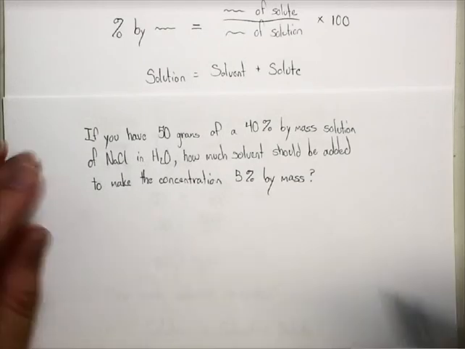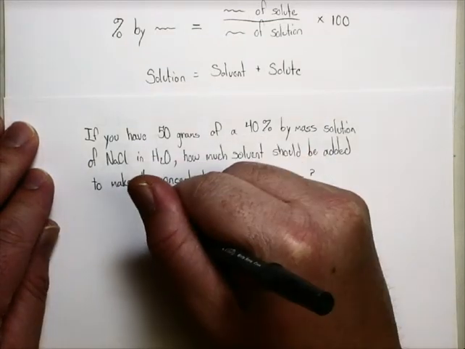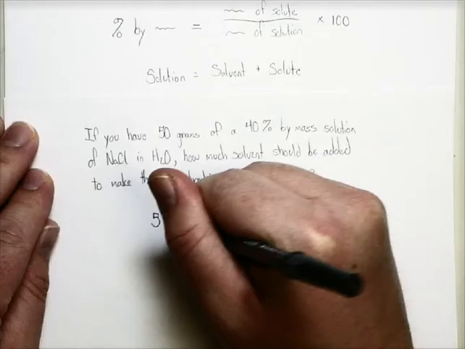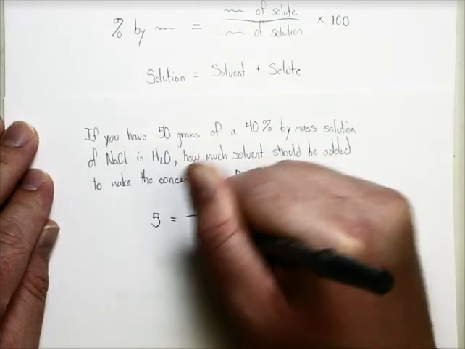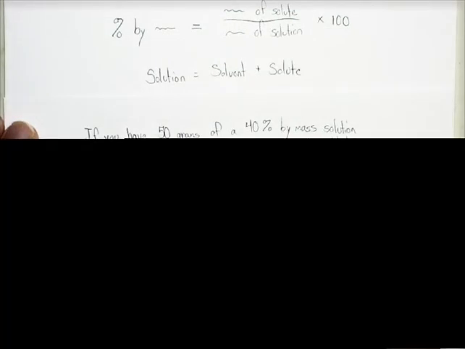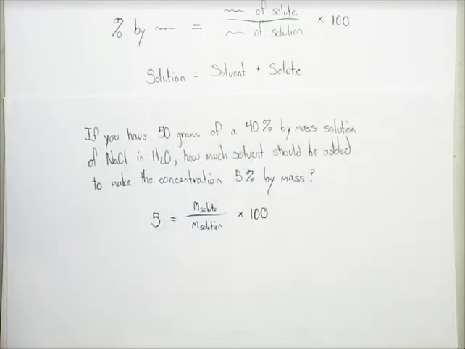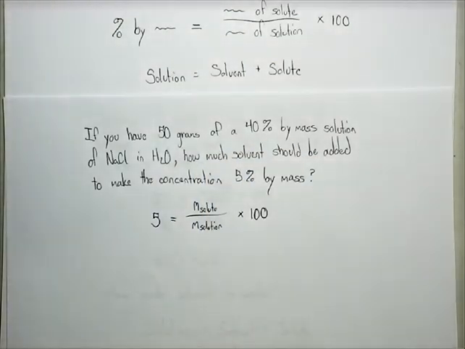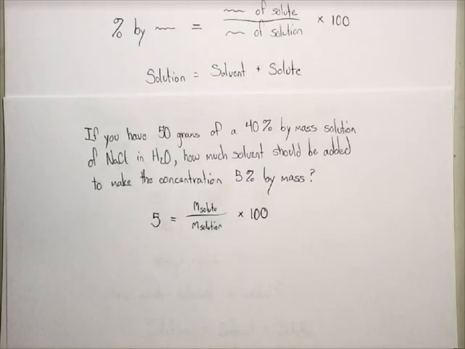And let's start setting this up. We know we want a solution that's going to be 5% by mass. So 5 has to equal the mass of the solute over the mass of the solution times 100. And so we have obviously missing information here. We either need to know the mass of the solute or the mass of the solution. So let's stop and think about where all the solute's coming from. Where is my salt coming from in this situation?